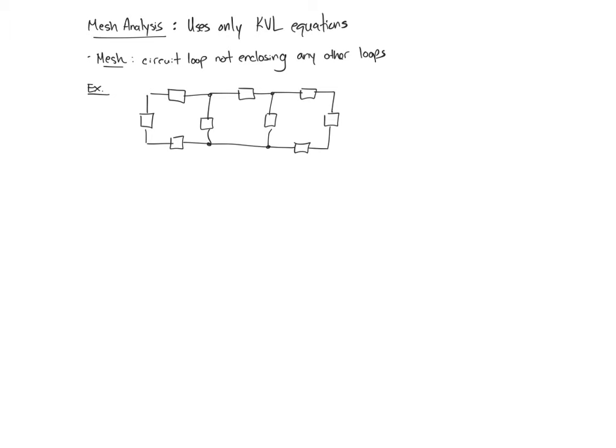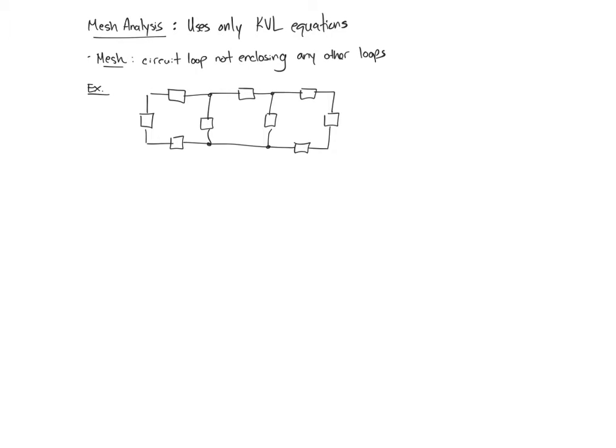That's the sum of voltages around any closed loop equals 0. But we're not going to do it over any closed loop. We're going to do it over what we call meshes. So meshes are circuit loops that do not enclose any other loops. They can be thought of as the minimum set of loops in a problem.